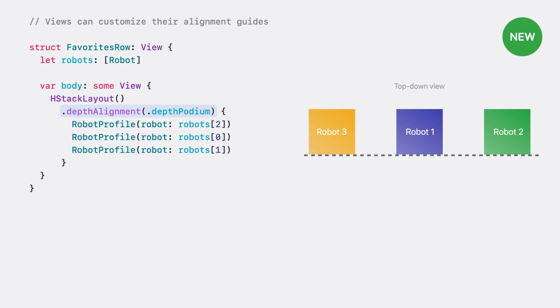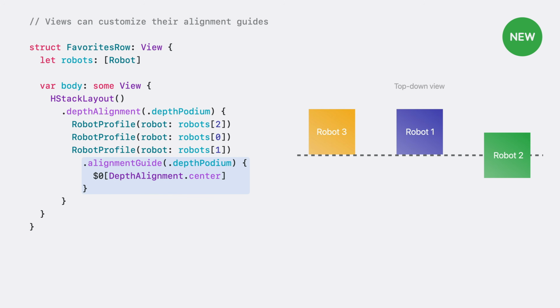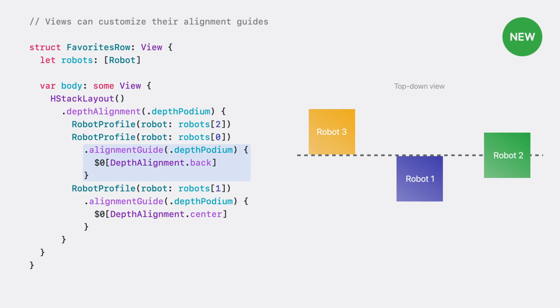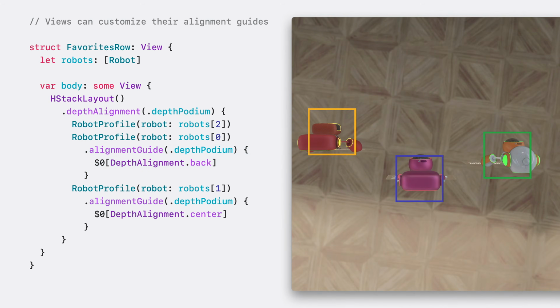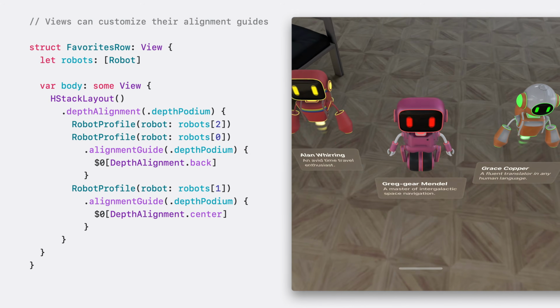This will align all the robots on their front face given the default value we just specified for this guide. Now I'll customize the depth podium alignment guide on the trailing robot to align its depth center with this guide. I'll modify the center robot to align its back with the depth podium guide. The leading robot will continue to use its front guide as the default for this alignment. Here it is in the simulator.